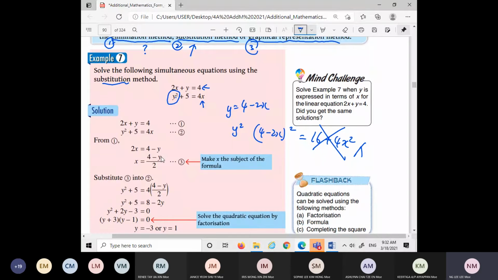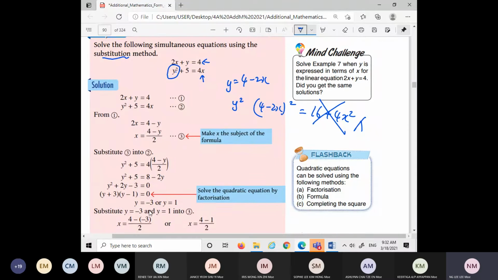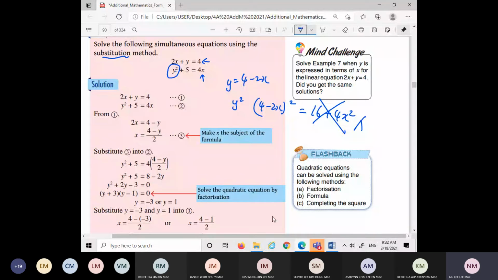So substitute the third equation into the second equation. This is what you get. Then you will get a quadratic equation. Solve the quadratic equation by factorization. This one can be solved by factorization, so you choose to solve by factorization. Sometimes you cannot solve by factorization, then you have to use the formula, or if you want, you can use the completing the square method.